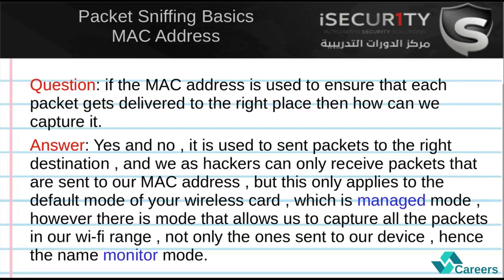Now we know that the MAC address is used to make sure that the packet goes in the right direction. So each packet has a source MAC and a destination MAC, and it flows from the source MAC to the destination MAC, from the device that has the source MAC to the device that has the destination MAC. This is how wireless cards work in the default mode.